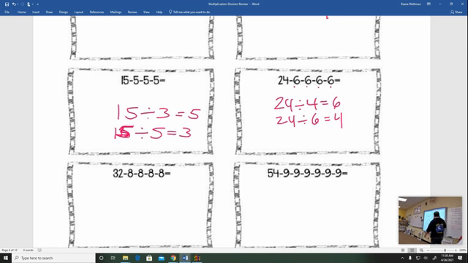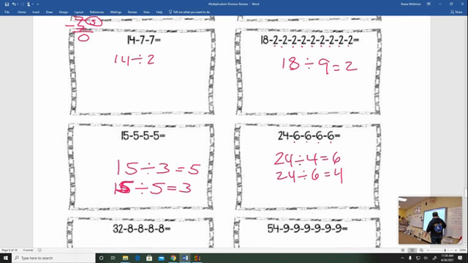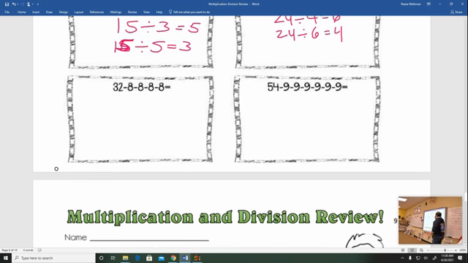Okay, yeah, go ahead and do that. 32 minus 8 minus 8 minus 8 minus 8. What is this one, Joel? As a division problem, what would it be? We know it's 32 divided by something. What could it be? And what's the answer? It's 8. What's another way we could have done it? Nick, what else could we have done here? We did 32 divided by 4 equals 8. What else could we have done?